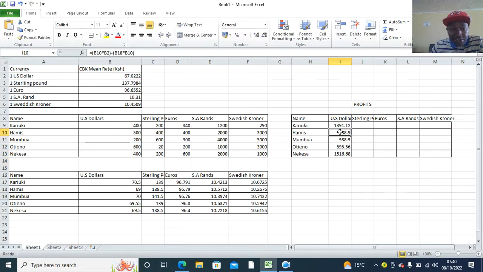So let's see whether this one we did it correct. It is B10. This is Hamisi, should be B18 times B10.